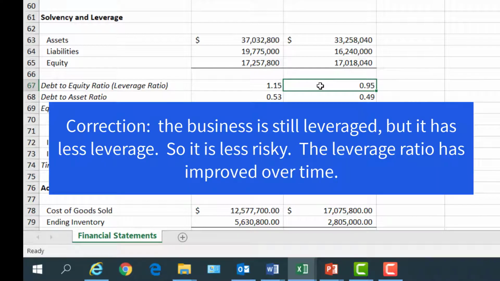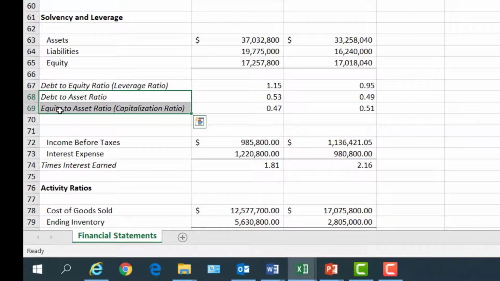This is a business that's not leveraged and therefore is not exposed to that risk from being leveraged. Now, the next two things, the debt to asset ratio and the equity to asset ratio. The equity to asset ratio is sometimes called the capitalization ratio because it tells us to what degree the firm is capitalized by equity. In other words, we're asking how much of our capital in the business is coming from equity or investments from owners as opposed to debt.